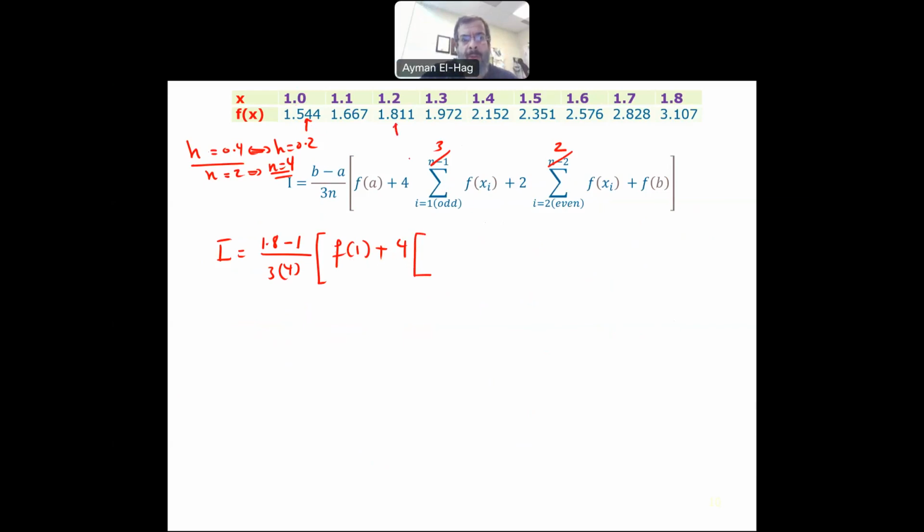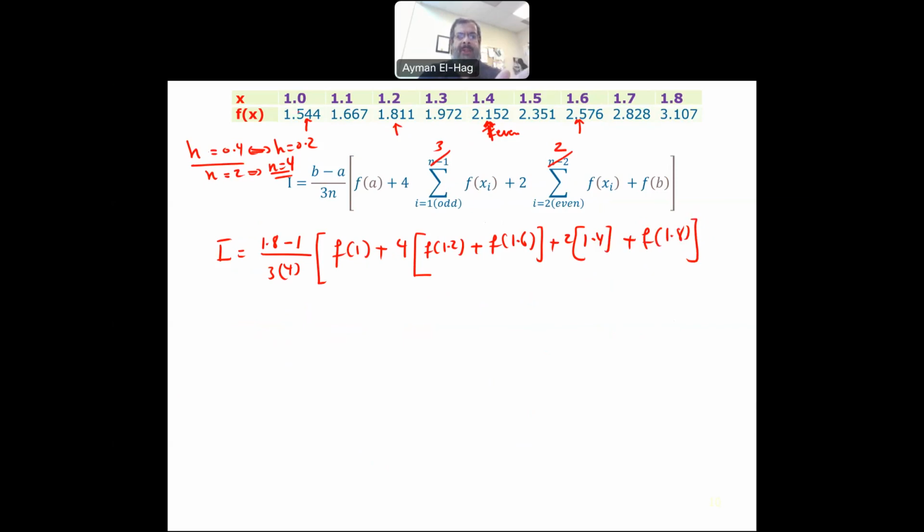So this is your first odd. This becomes f of 1.2, and then this is your first even, then this is your second odd. So plus f of 1.6. As I said here, plus 2 for the even, you have only 1.4, plus the end, which is f of 1.8.